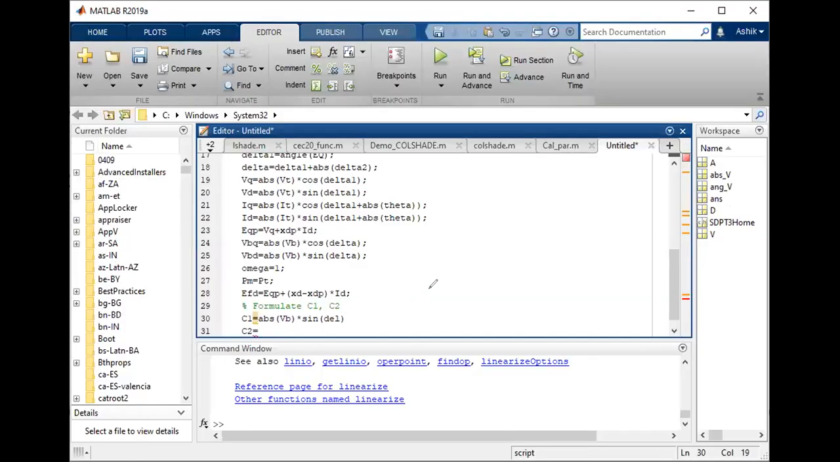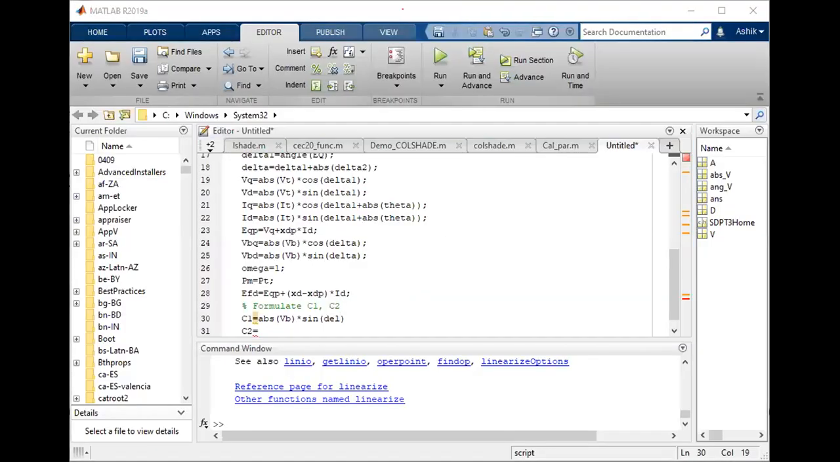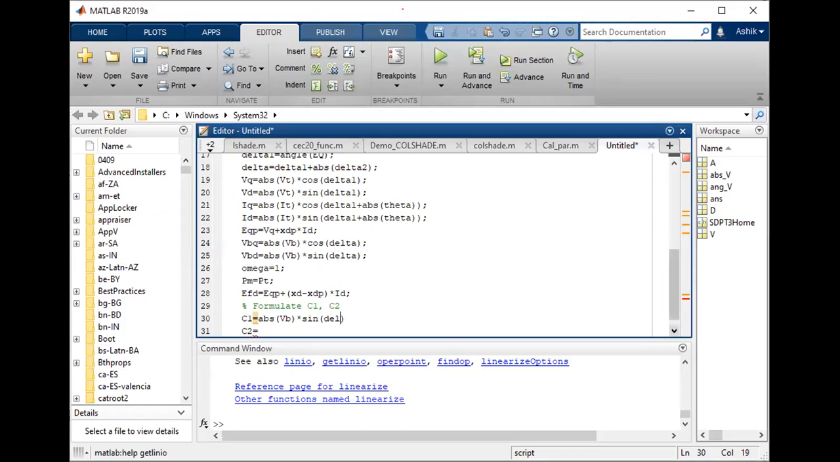Do you see the MATLAB window now? Yes, sir. Okay.